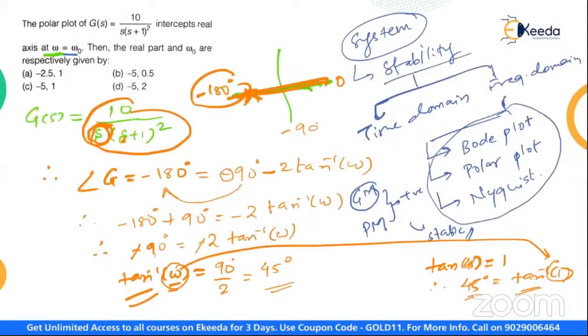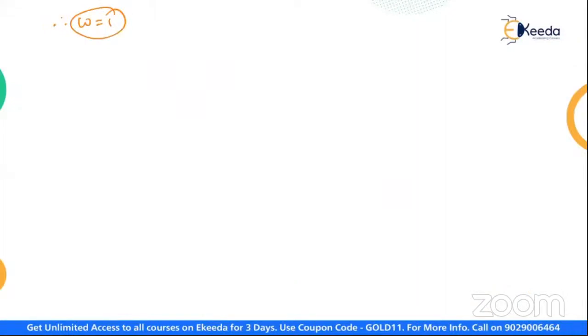Now, since angle of G is equal to minus 180 degrees, we have equated here, correct? We have equated that angle of G is equal to minus 180 degrees, which means it is definitely which frequency? This frequency will now be called the phase crossover frequency, correct? Phase crossover frequency. Is that right? Yes, sir.